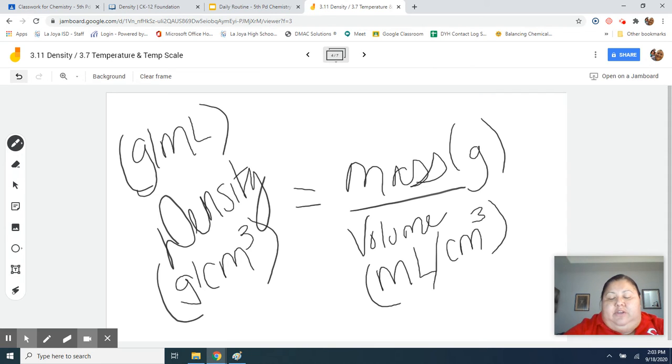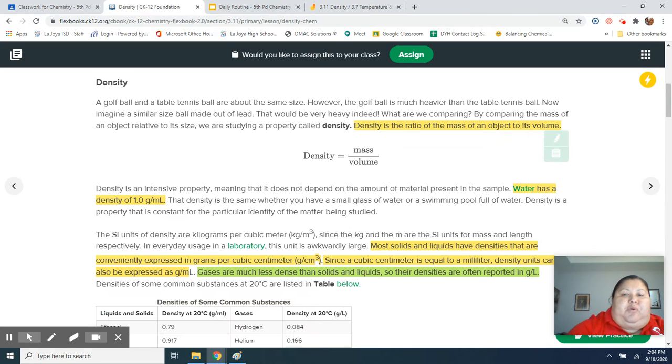Don't worry about the volume. Both of those units equal each other, so they are interchangeable. Okay. So just because your density is in milliliters and your volume is in cubic centimeters, it's the same thing. Okay. I would either change both of them to milliliters or both of them to centimeters cubed. It's up to you. Okay. Make sure that you have this handy, especially when we're doing our practice problems.